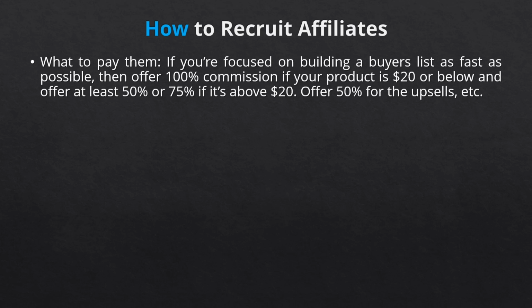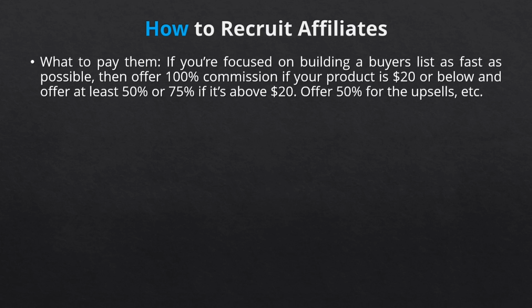Remember, your launch is not the only one out there vying for affiliates. If an affiliate can make more money with other launches, he or she will ignore yours. So if your front-end product is less than $20, you should seriously consider 100% commissions. You can always drop it to 50% after the launch. If your front-end product is higher than $20, then it's acceptable to offer something like 50 or 75%. The most common commission rate for the rest of the funnel is 50%.